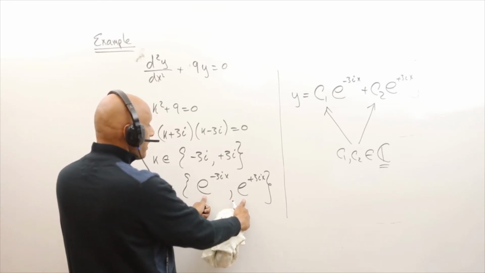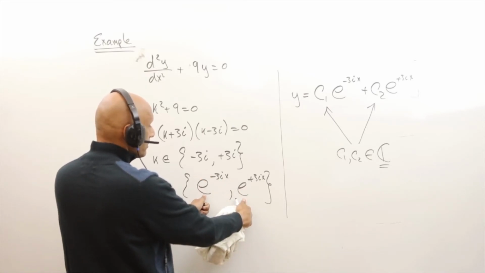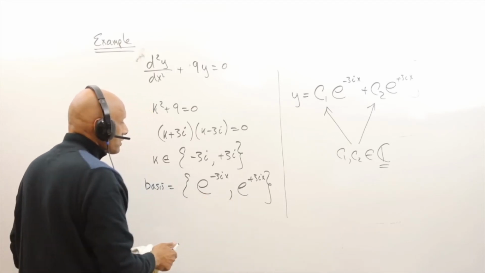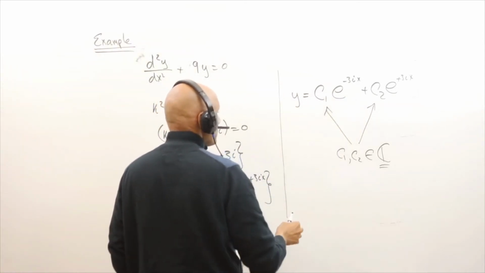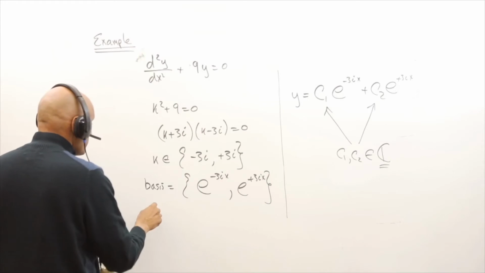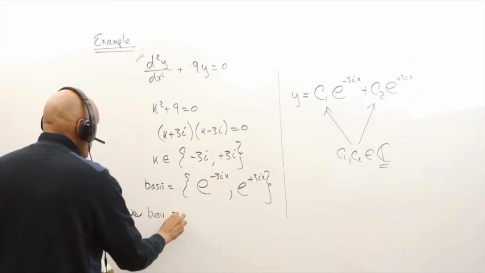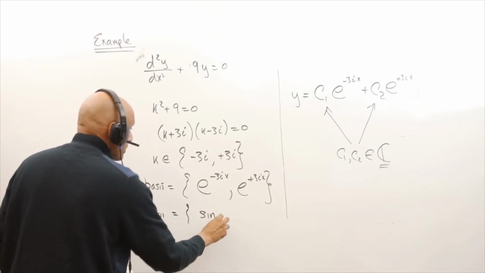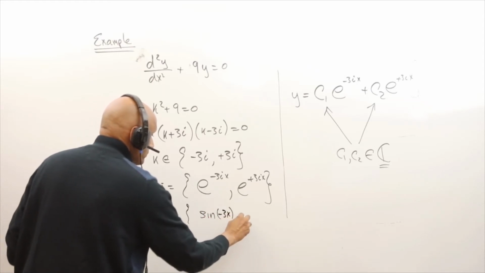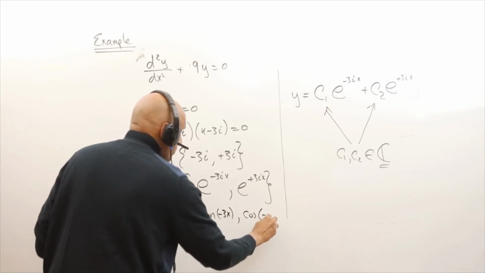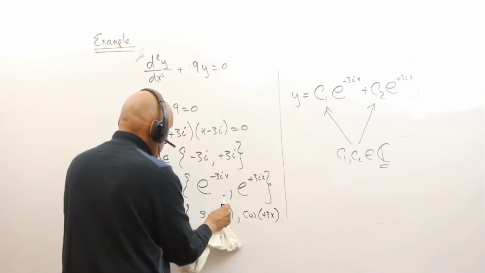Whenever you have conjugate pairs of exponentials, or functions that are basically conjugates to each other, you can actually replace them with sines and cosines. So instead of using this basis where you have to treat C1 and C2 as complex numbers, we're going to change this basis to a new basis. We'll call this new basis. The new bases are basically the sine function of minus 3x, and the cosine of 3x. Actually, it doesn't really matter if it's minus or plus, so I'll just put 3x.